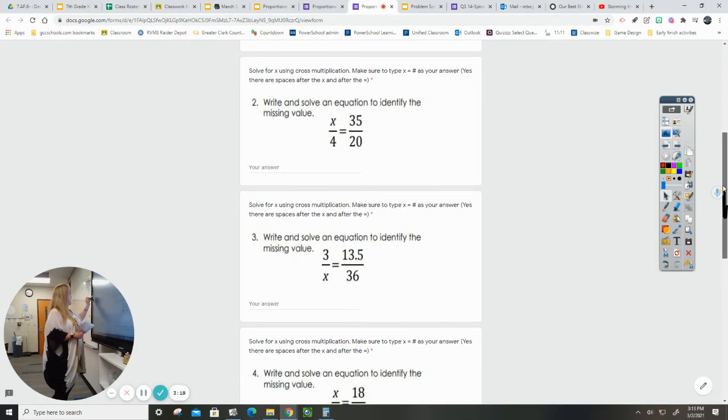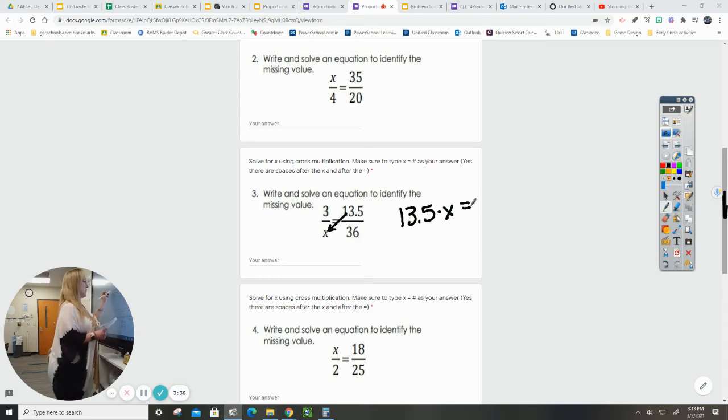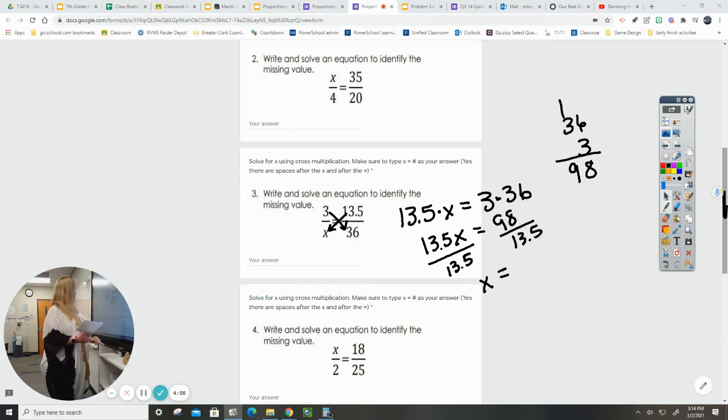Okay. Now we're doing the third problem. Guess what? Doing the same thing. We're double checking that you remember what you did 2 days ago or 1 day ago. We're going to cross multiply. I choose the x first because I like my x to be on that side. So 13.5 times x equals 3 times 36. So this side is 13.5 x equals, go off to the side to do my 3 times 36. I get 98. Then I'm dividing both sides by 13.5. X equals, and I might use a calculator for that one.